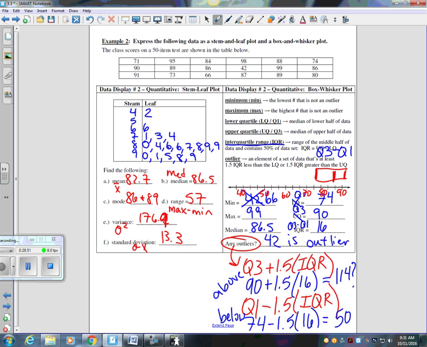Yep, looks great. And then your whiskers go to 66 and to 99 are your whiskers. And the very last thing you do is you put a dot at the outlier at 42. It just gets its own little dot. Okay, so you put a dot at 42 because it's an outlier. Yes, you just leave a line at the median.